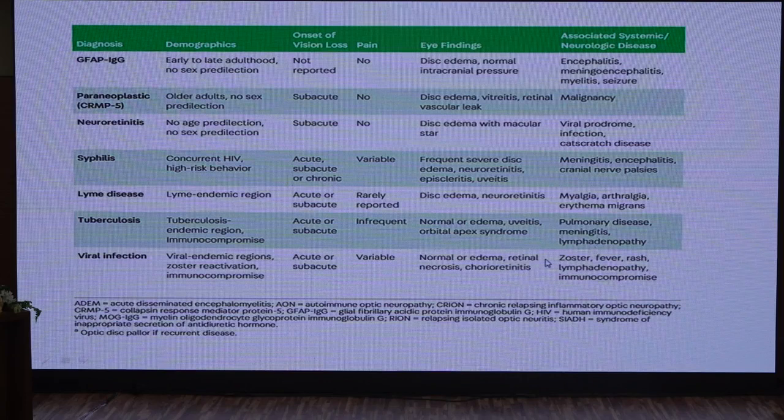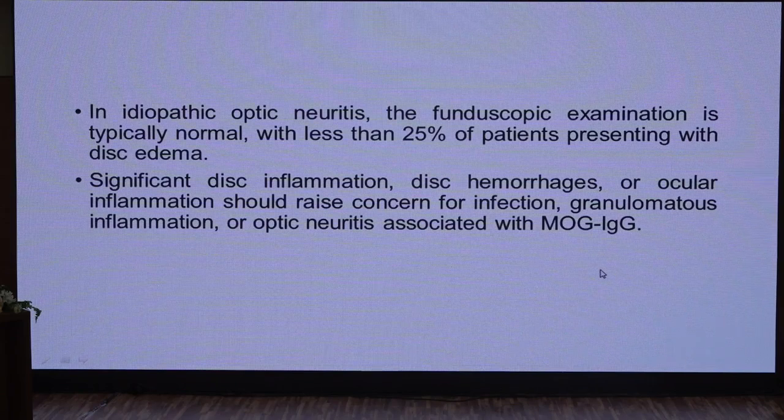Even in viral infections, optic neuritis can be seen with a normal or edematous disc with chorioretinitis, for example in CMV, which can be accompanied by zoster, fever, lymphadenopathy and immunocompromised states. In idiopathic optic neuritis, the fundoscopic examination mostly remains normal. But in patients presenting with optic neuritis due to demyelinating diseases, they have significant disc inflammation, disc hemorrhages and ocular inflammation. All these when combined together should raise a concern for a demyelinating disease.